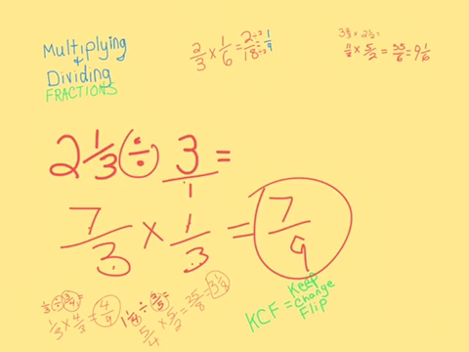So key thing to remember, if you are multiplying or dividing with a mixed number, you need to change it into an improper fraction first before you multiply or divide. And if you are dividing or multiplying by a whole number, just put that whole number over 1, and you can complete your problem.